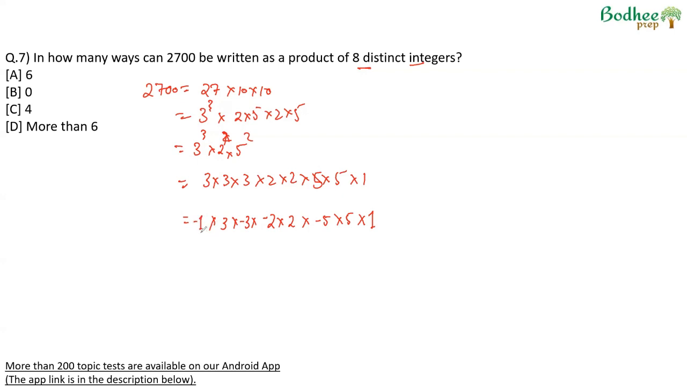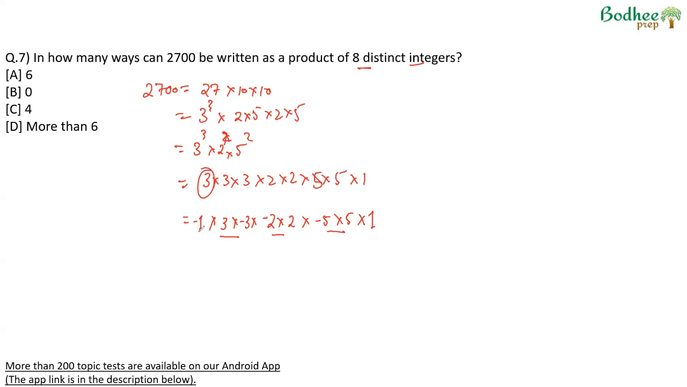Now, if we look at it, minus 1, 3, minus 3, minus 2, 2, minus 5, 5, 1. 1, 2, 3, 4, 5, 6, 7, 8. There are 8 distinct integers. 3 has been used twice, 2 has been used twice, 5 has been used twice. So from this product, one 3 is remaining. What do we do with this 3?